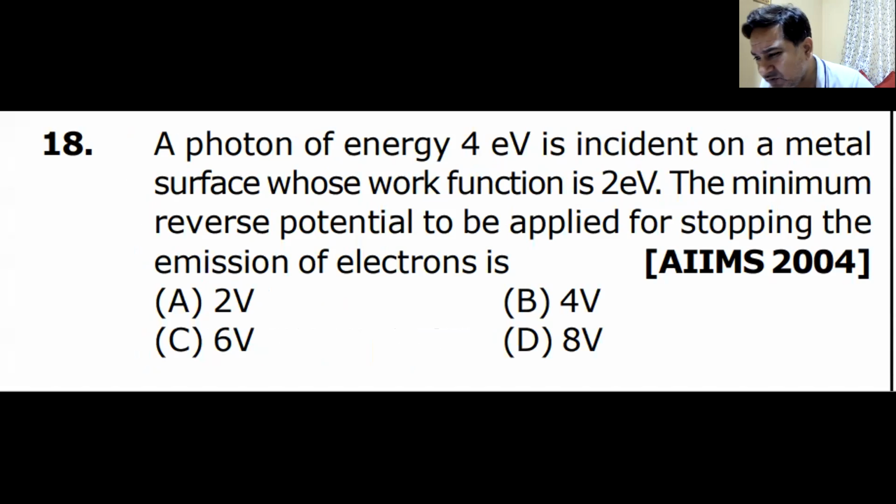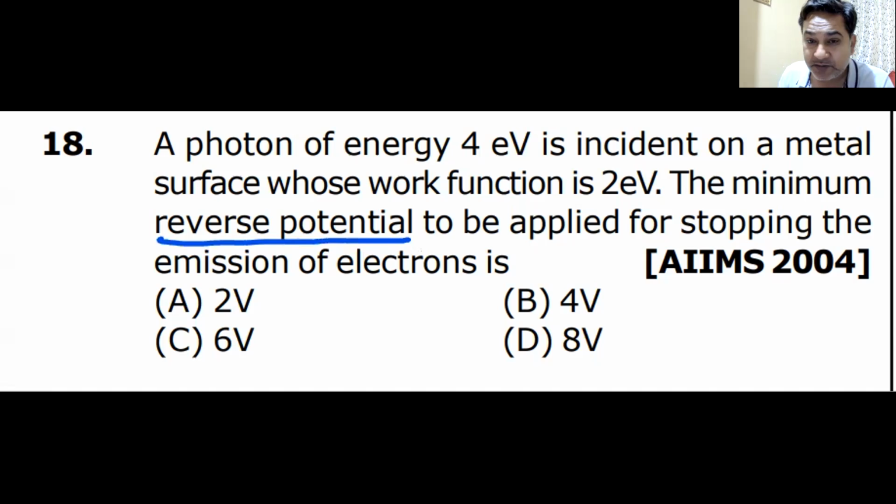AIIMS 2004, AIIMS ka exam, there was a point in time where AIIMS had a different exam. AIIMS 2004, that is the question. A photon of energy 4 electron volts is incident on a metal surface with work function 2 electron volts. The minimum reverse potential to be applied for stopping the emission of electrons. How much reverse potential? Now, what do you mean by reverse potential here? Can anyone tell me? They are talking about which potential, bacha?